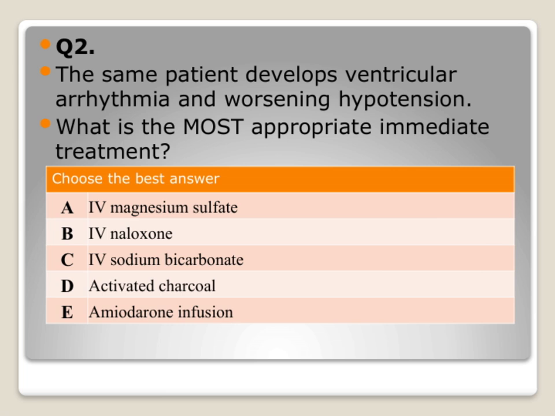It's crucial to recognize that in the context of worsening hypotension and ventricular arrhythmia, the immediate priority is to stabilize the cardiac rhythm and blood pressure. While magnesium sulfate is valuable in some arrhythmias, sodium bicarbonate is generally considered the most appropriate immediate intervention here. So, in summary, understanding the underlying toxicology and clinical context guides us toward the right choice, namely, IV sodium bicarbonate, to quickly improve the patient's condition.